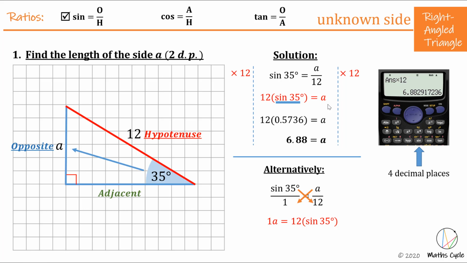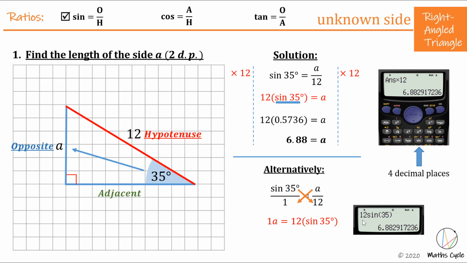Now also what's worth mentioning is that when you get good at your trigonometry, you can go straight into the calculator with 12 times the sine of 35. What you'll notice on the calculator here is you don't actually have to type in 12 multiplied by the sine of 35, and you don't need to use brackets to infer the multiplication.